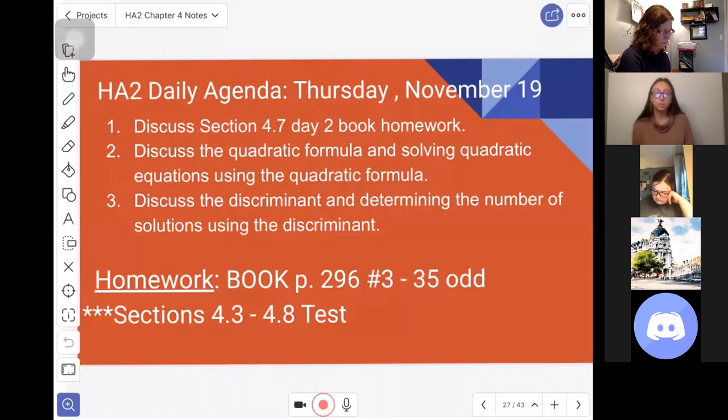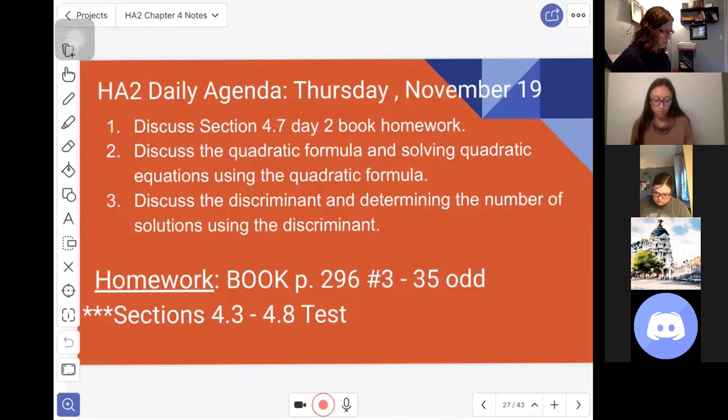We're also going to learn our last way to solve quadratic equations, which is using the quadratic formula. We're also going to talk about something called the discriminant to help us determine how many solutions an equation has. Your book homework is right down here. It's numbers 3 to 35 odd. Make sure you're writing those down correctly, because I saw a few students do 1 to 27 odd, and a few students did a bunch more problems than you needed to. So make sure you're copying that down right.